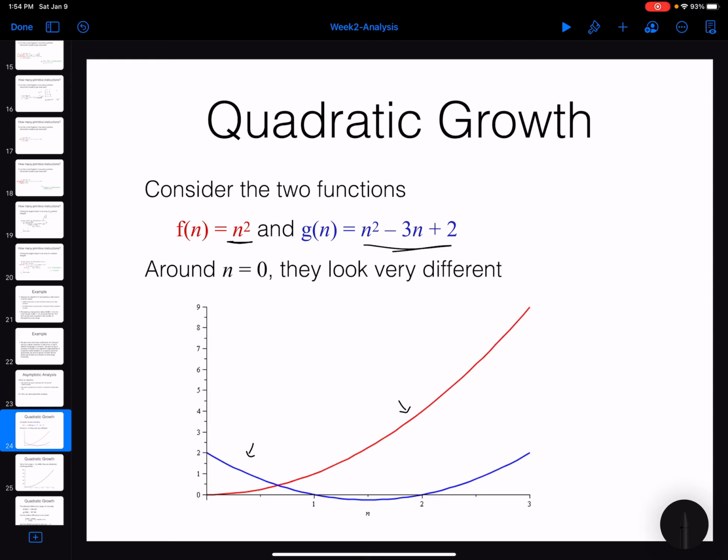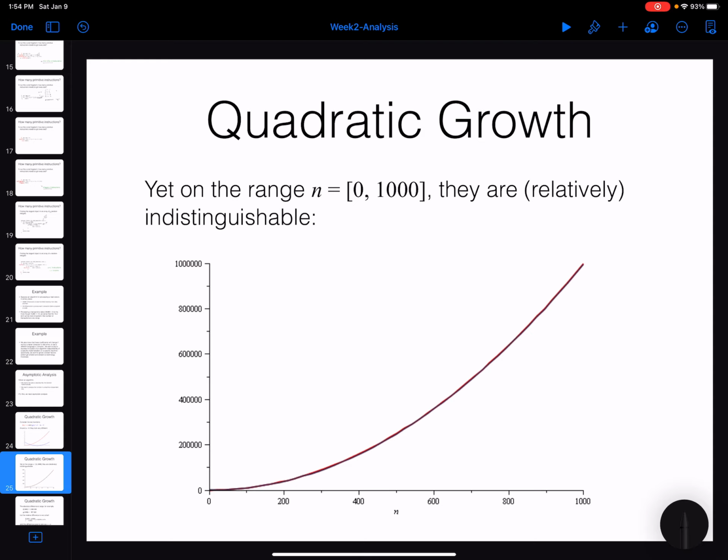Because at the smaller values, this one, the blue one, is going to take more time. On the larger values, the red one is going to take more time. But the fact is, if you look at the diagram of these two functions on a large scale, they look pretty much the same, right? Even this diagram that I'm showing to you is just up to size 1000. 1000 is not really that big.